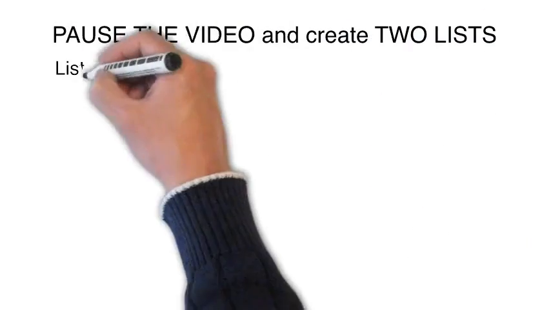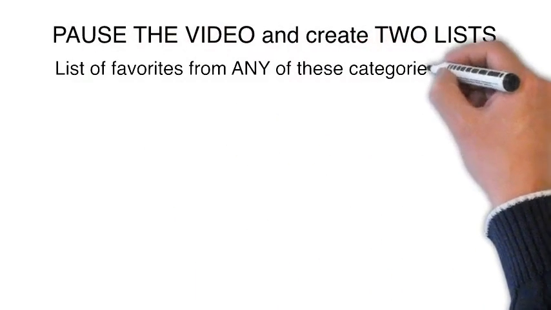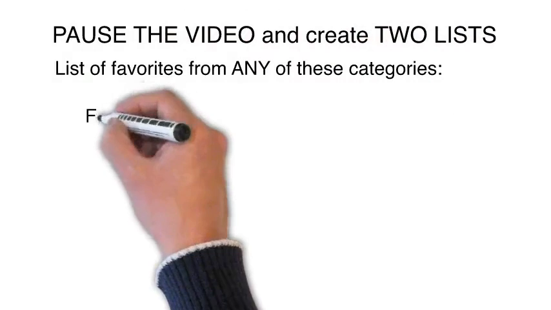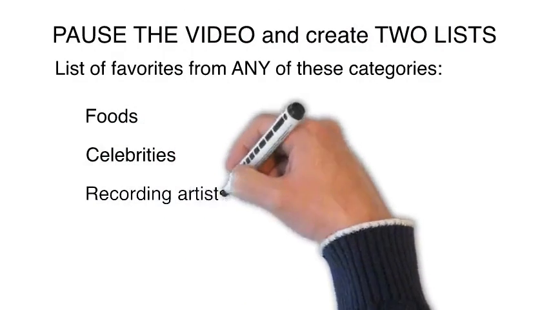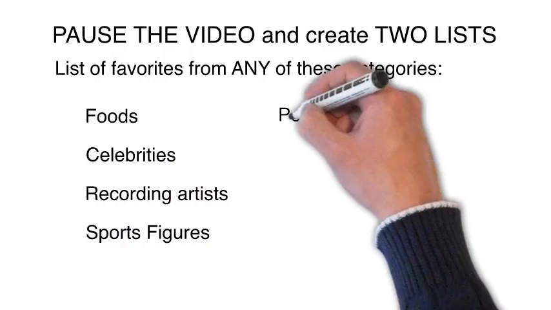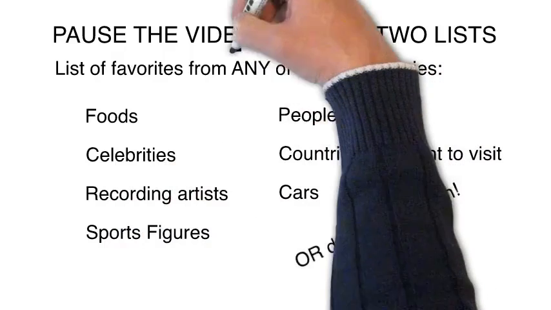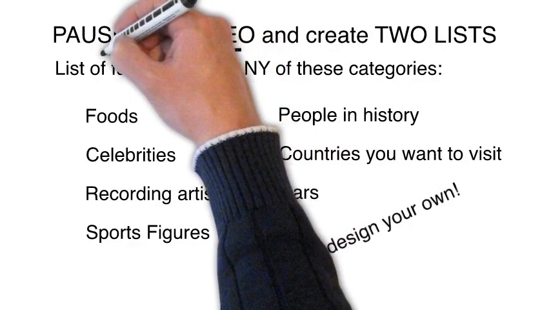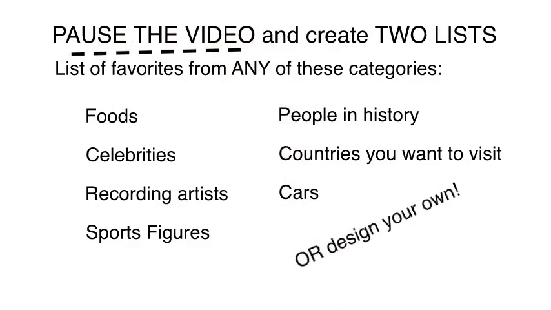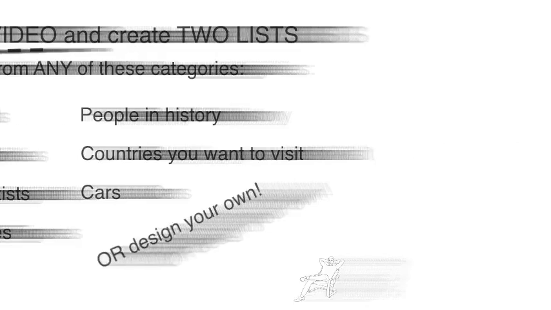So before we go on, I need you to pause the video and create two lists of your favorites. These can be favorites from any of these categories. I'm going to give you a few to get you started. Foods, celebrities, recording artists, sports figures, people in history, countries you want to visit, cars. If there's a category you want to see up here, design your own. Then finally, pause the video and write those down on a Google Doc so that we can then take those data and put it into your website. Go ahead and pause the video now and then come back when you're ready.